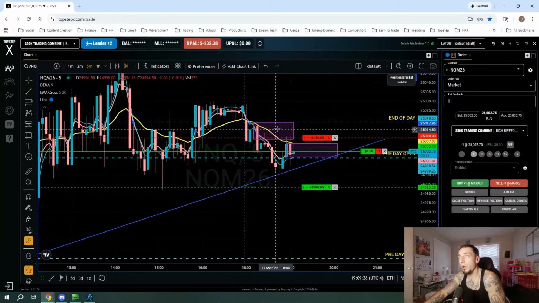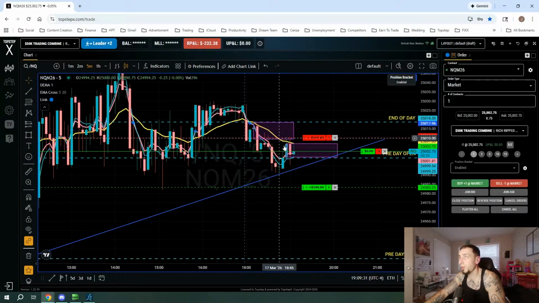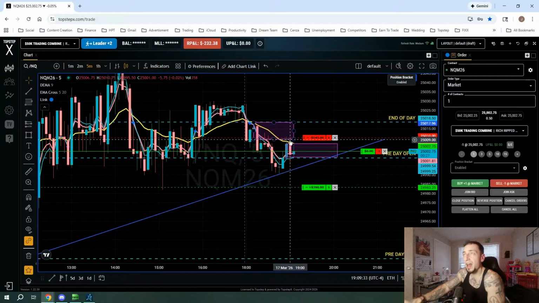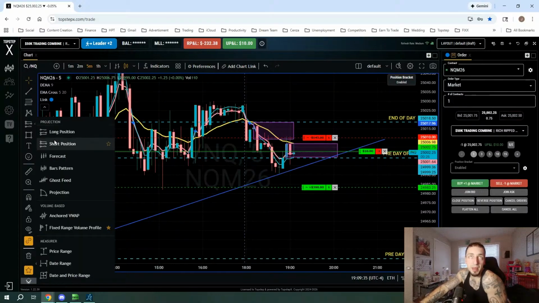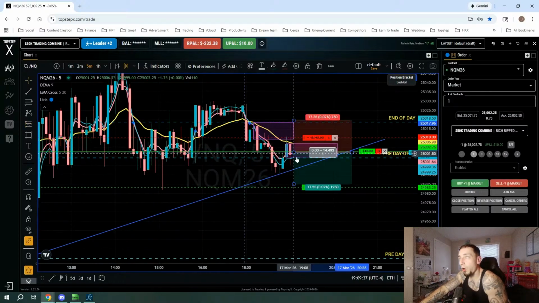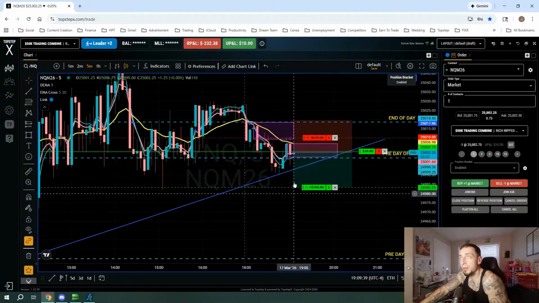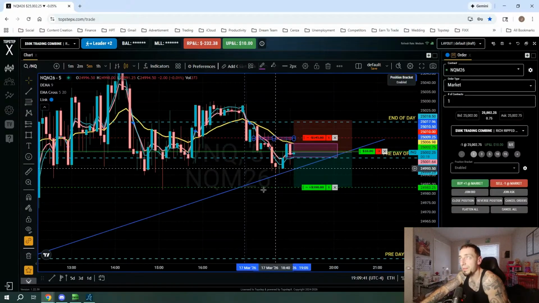Green bar ignored. Retest. Respect the 20 EMA. That's all I need. When I see that, pretty much the decision's been made. Now we just gotta hope that the volume holds and we could snap this trend line here.